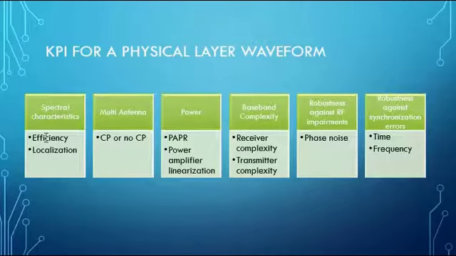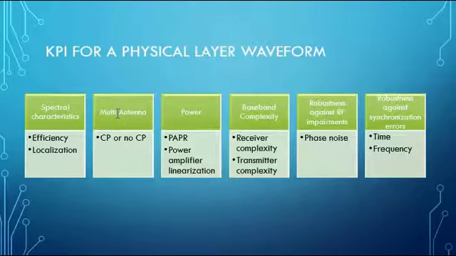Then another performance indicator is the multi-antenna support by the waveform. A MIMO system depends on the knowledge of the channel, or the channel state information. In a practical system, the channel is not known to the receiver, so channel estimation is done, and the channel state information is not perfect. So it should be analyzed what the impact of imperfect channel state information on the performance is.